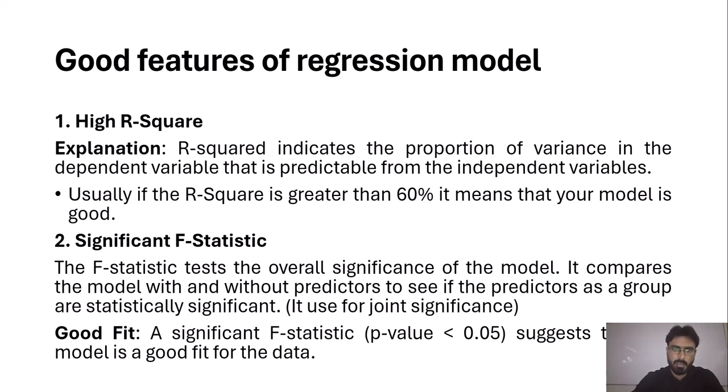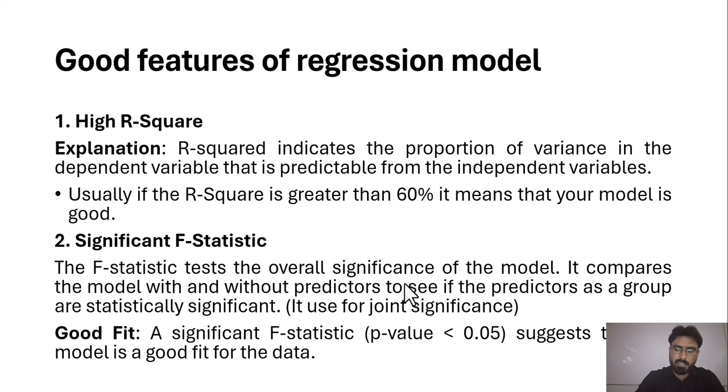The second good feature for the regression model is the significance of the F statistic. Basically, the F statistic tells us the joint significance of our model. It shows how our independent variables are jointly affecting our dependent variable. So if the probability value of the F stat is less than 0.05, it means that your model is well fitted and your independent variables are jointly significant for your dependent variable.